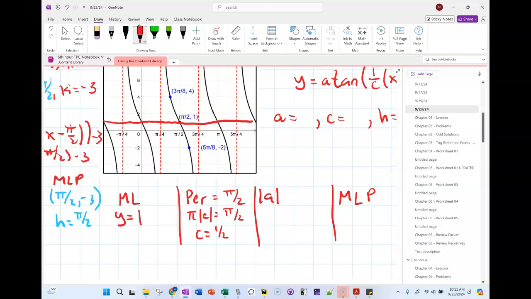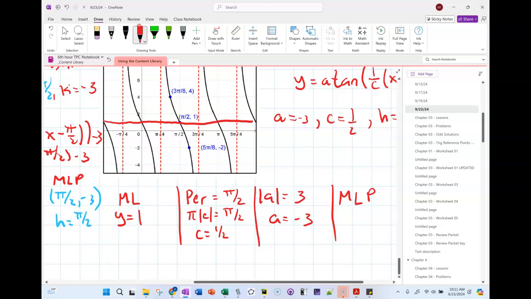Jenna, can you tell me the A? Is it -3? Okay, so the absolute value of A you're saying is 3, which is correct. And you're saying A is -3 because we're going from up to down instead of down to up. Perfect. That looks good also.